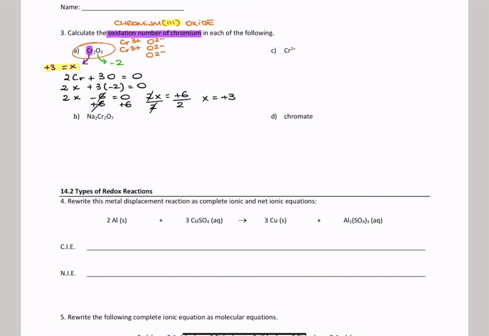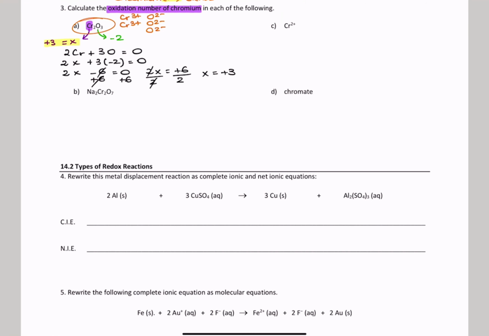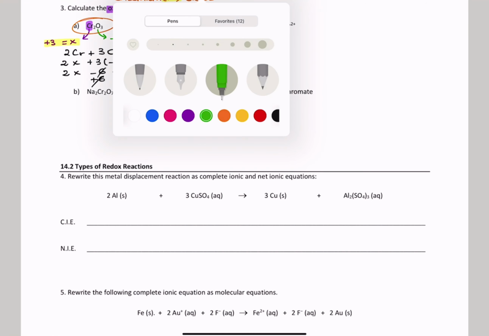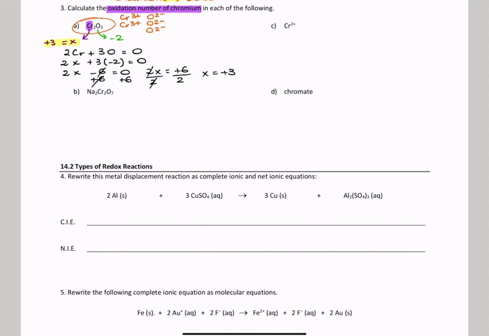B, Na2Cr2O7. If you recall your naming from chapter 5, this is sodium dichromate. It's made of the sodium ion and the dichromate ion in a 2:1 ratio.